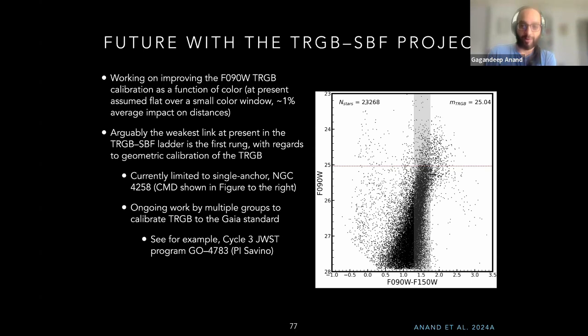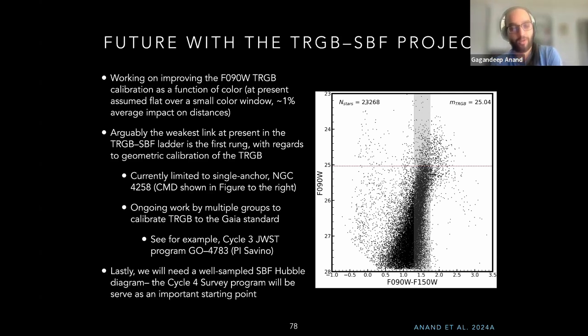But again, arguably right now we're limited to the single calibrator, but there's ongoing work by multiple groups to try to calibrate the TRGB to the Gaia standard as well. And so, for example, there's a cycle 3 program that will try to do this in nearby dwarf galaxies. Check out that program. And lastly, we're going to need a really well sampled SBF Hubble diagram. The cycle 4 survey program will be a really crucial starting point for that.